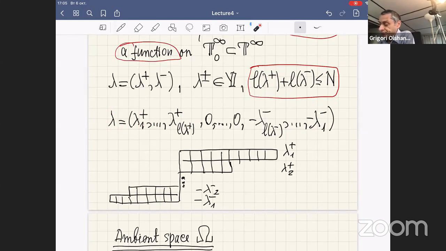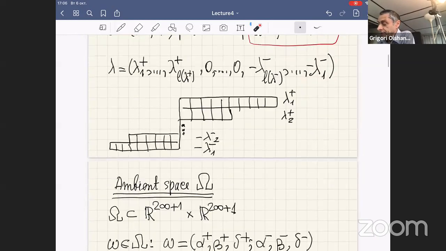First, we list the row lengths of lambda plus, and from the other end, we list the row lengths of lambda minus in the reverse order and with sign minus. And in the middle, probably we have some number of zeros if necessary. So this is the picture which shows how to represent our signature as a couple of two Young diagrams.